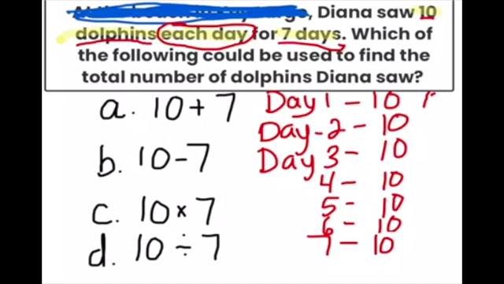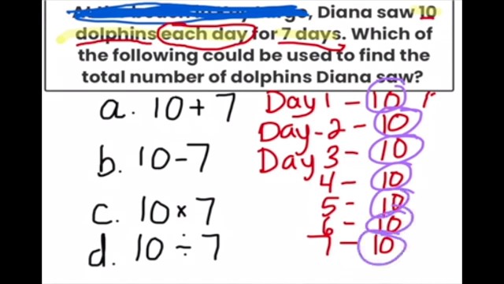So how many dolphins did she see in that 7 days altogether? Well, I could count by tens. 10, 20, 30, 40, 50, 60, 70. So I know that she saw 70 dolphins. Okay, I'm going to remember that number 70. And let's see what would make sense. Which of the following could be used to find the total number of dolphins Diana saw? So I'm going to pick a number sentence where I would get 70 as my answer.